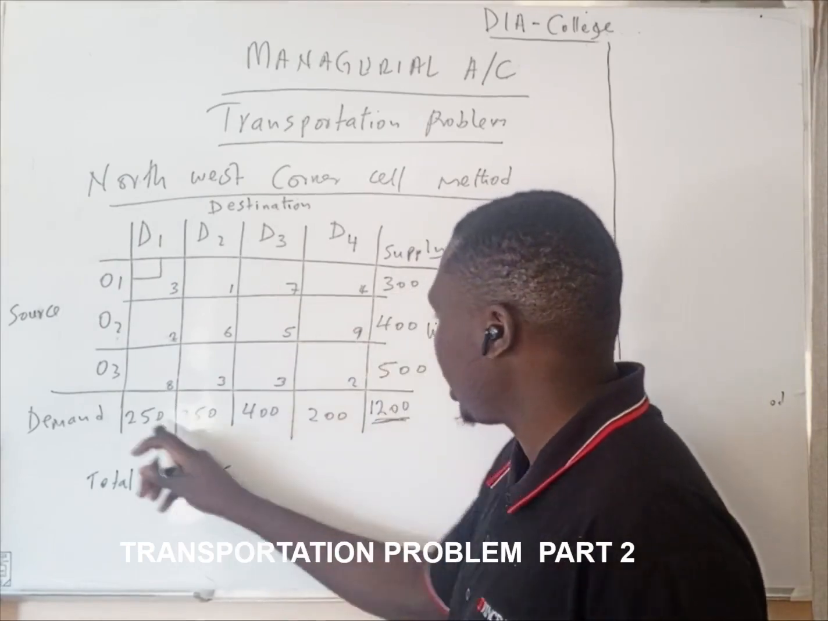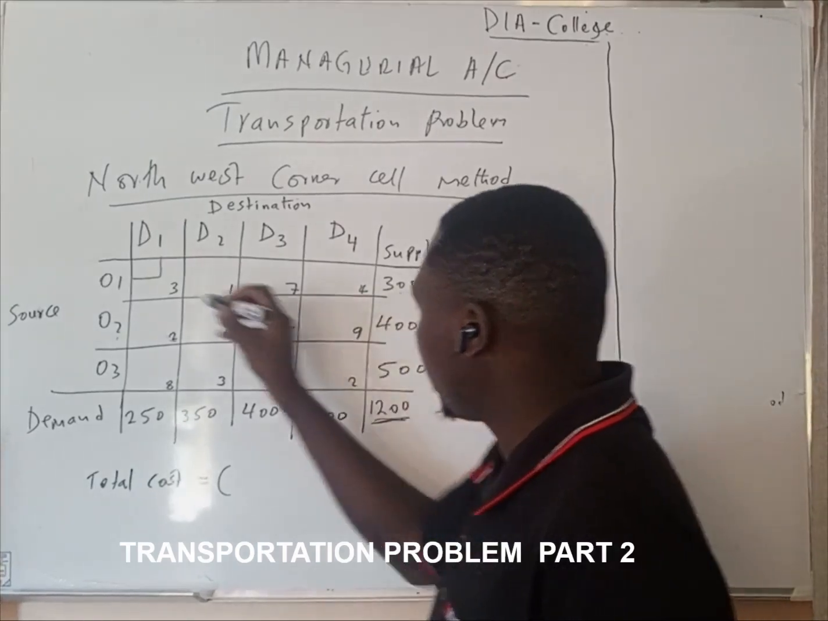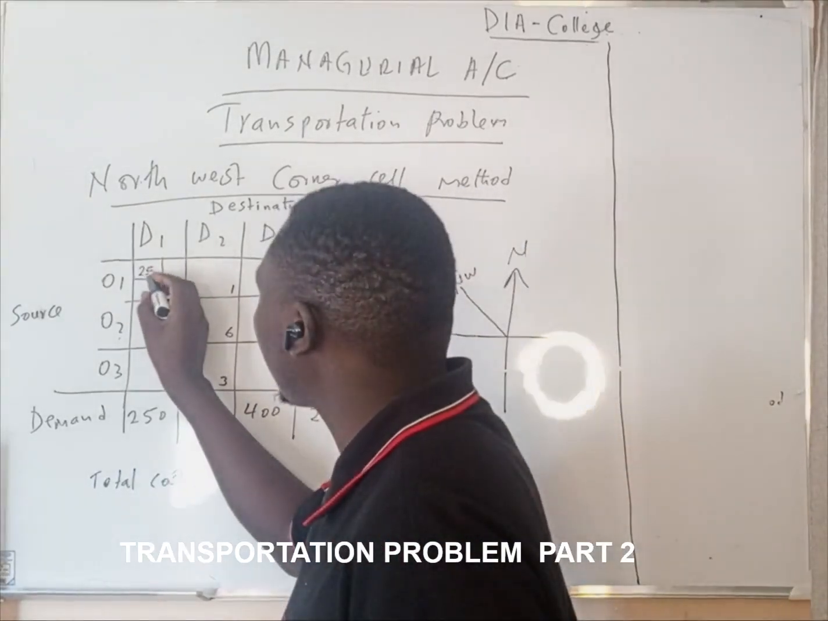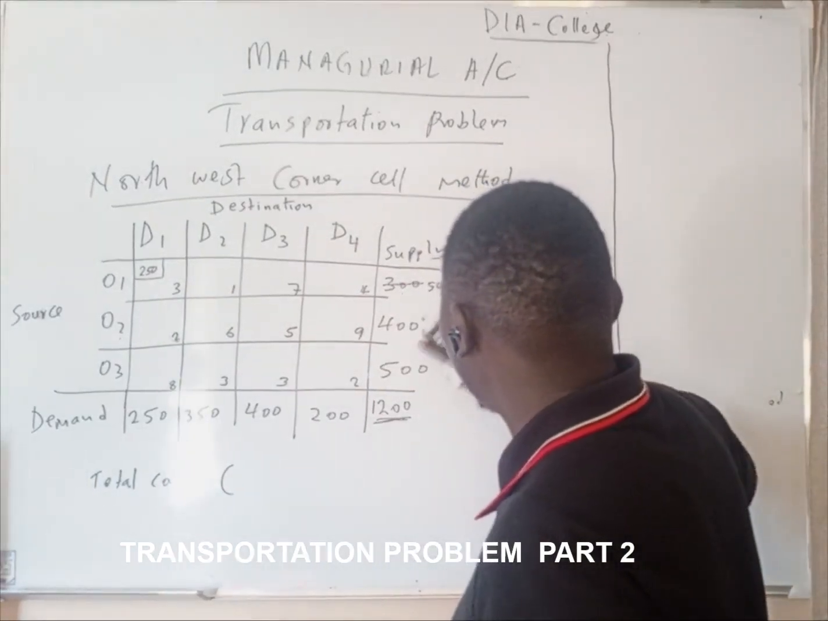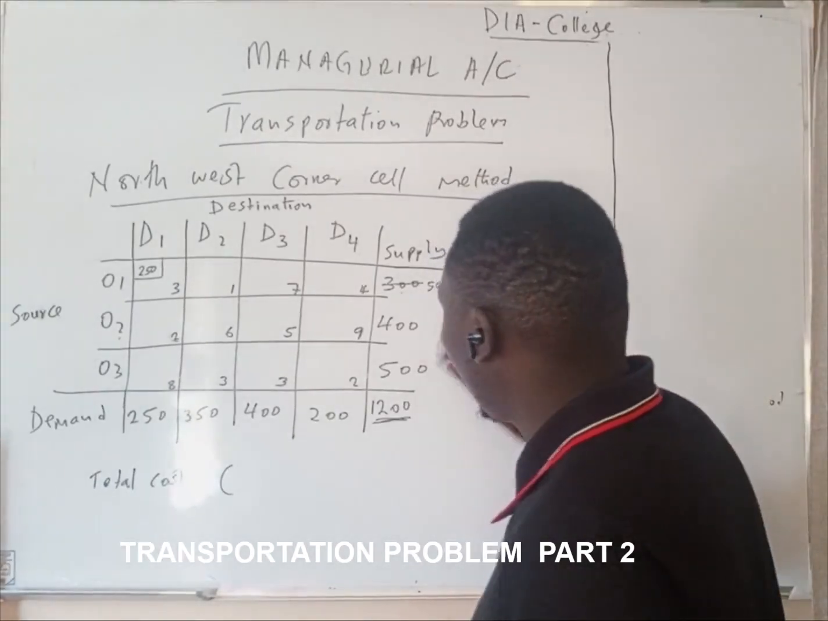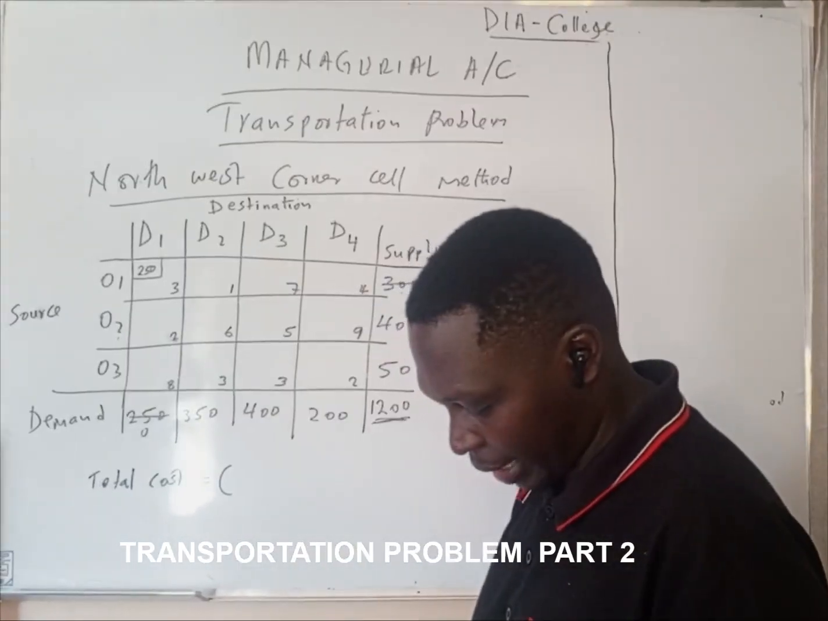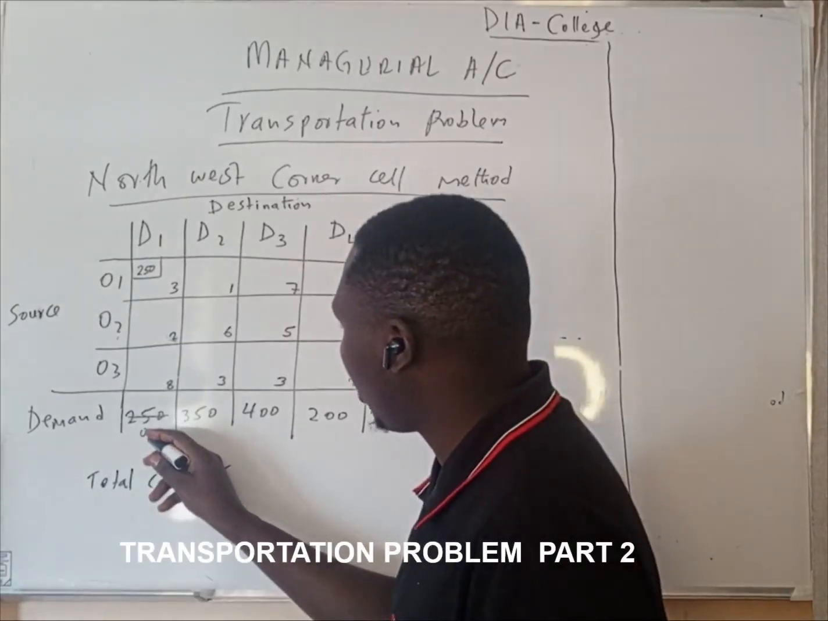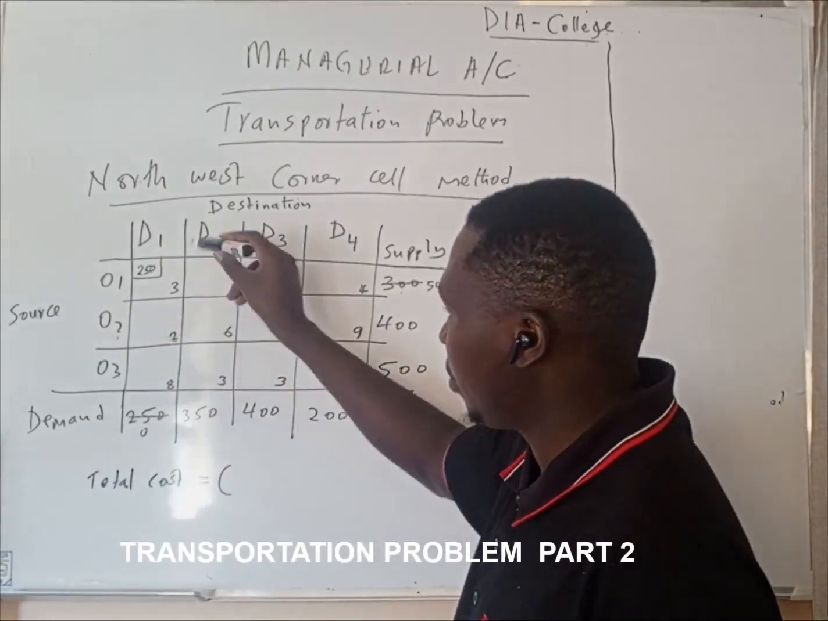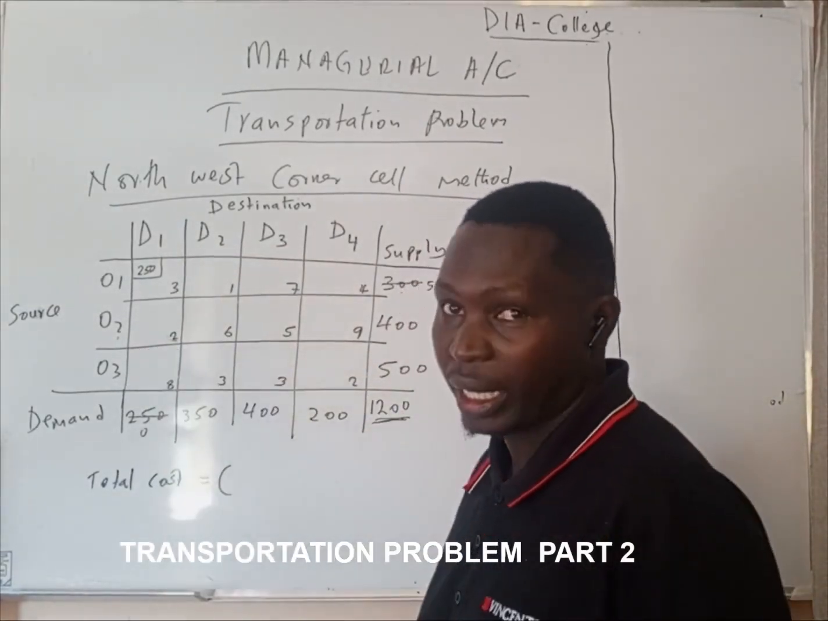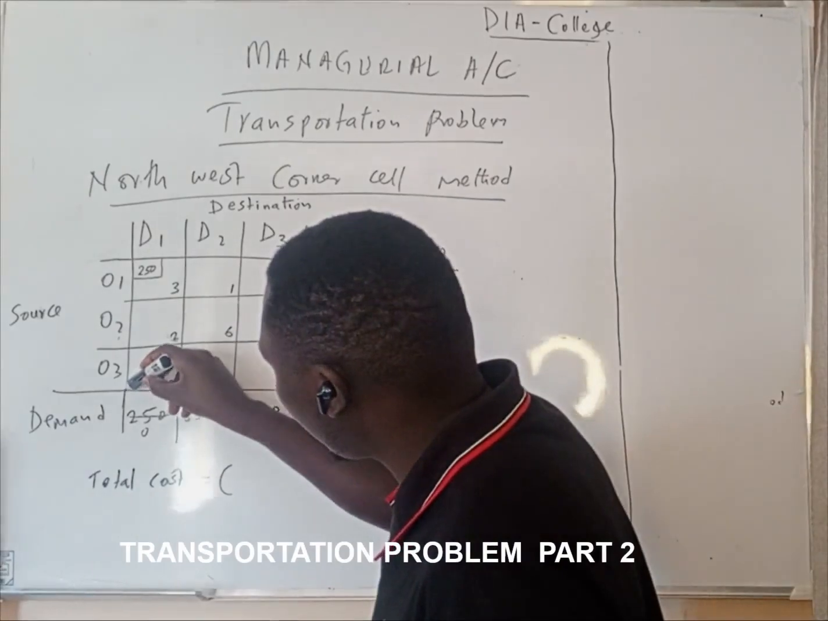The demand here is 250. The supply is 300. So I will allocate 250 here. Then you can see what remains here is 50. On this cell, I have fully allocated what it required, so we remain with demand of 0 here. That means I have to close this column for demand destination 1, because it no longer participates since we have fully supplied what it needed. So I will close this column.